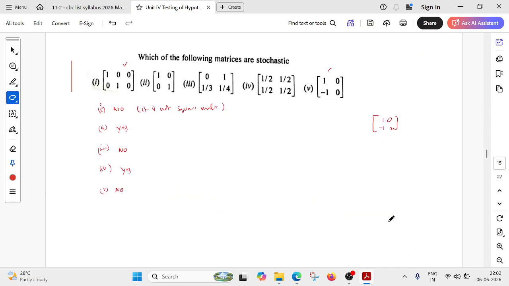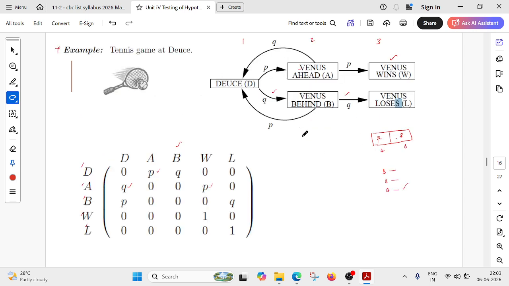Now, which of the following matrices are stochastic? A: you add it, yes, this is a stochastic matrix, but this one is not a square matrix, so that is the reason it is not stochastic. Yes, this one is, because the rows add to 1, and it is a square matrix. Now this one is not, and this one yes, and this is not, because a negative sign is there. Like that.